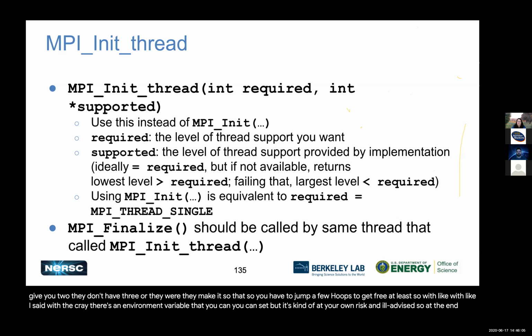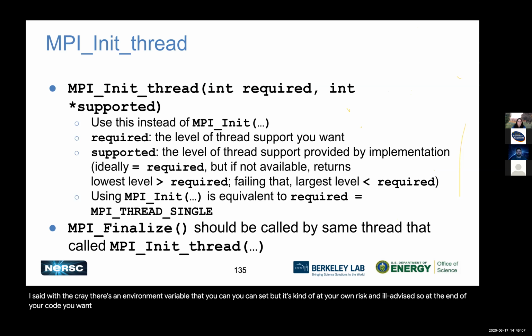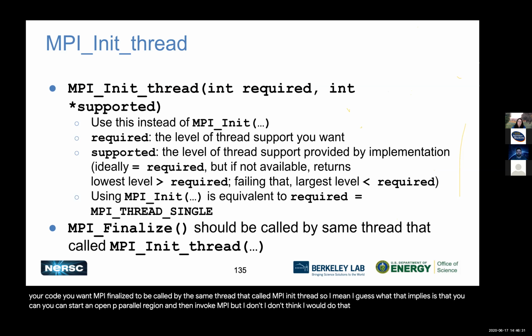At the end of your code, you want MPI finalize to be called by the same thread that called MPI init thread. I guess what that implies is that you can start an OpenMP parallel region and then invoke MPI. But I don't think I would do that. But you can, should you desire.